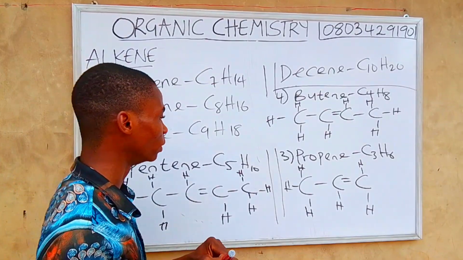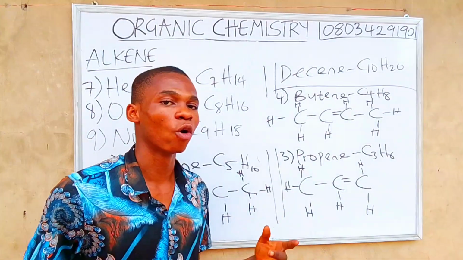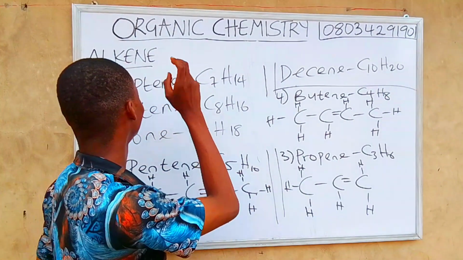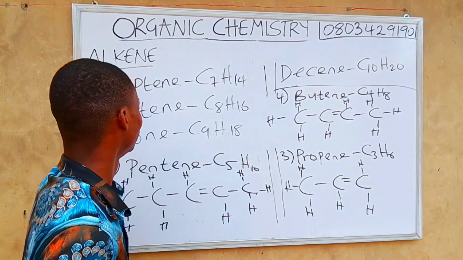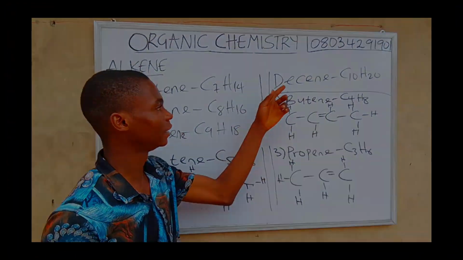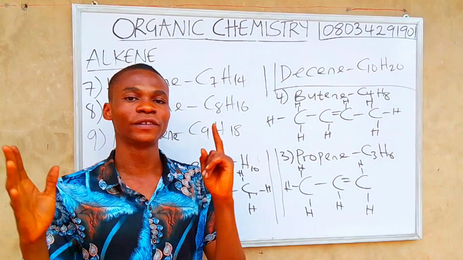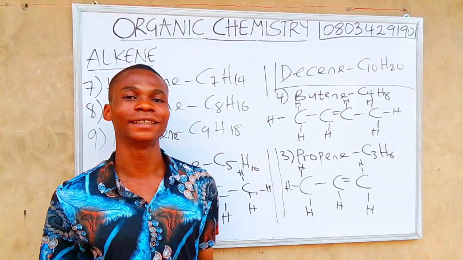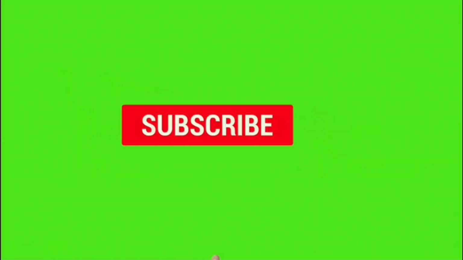So that's how you do for hexene, heptene, octene, nonene, and decene. So now let's move to the physical properties of alkene and the chemical properties.